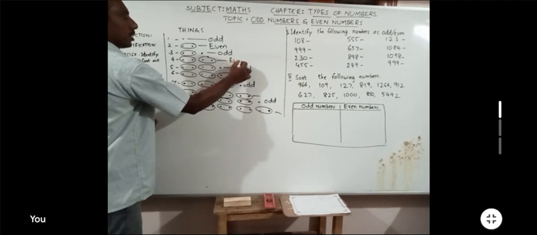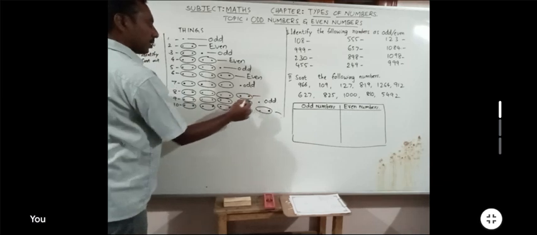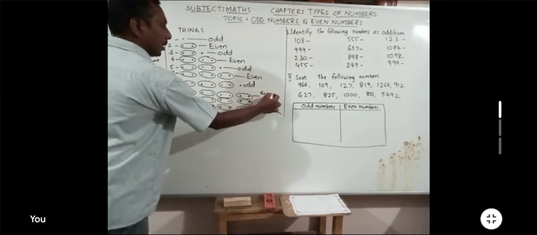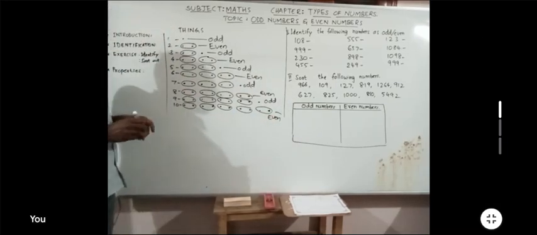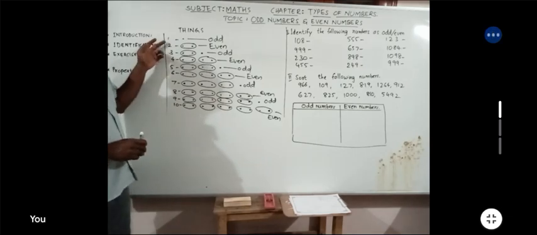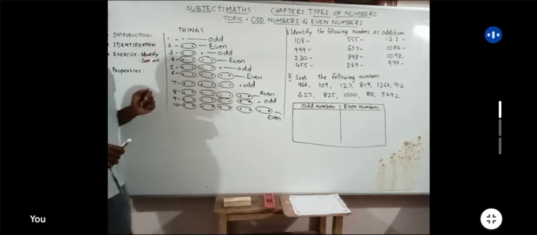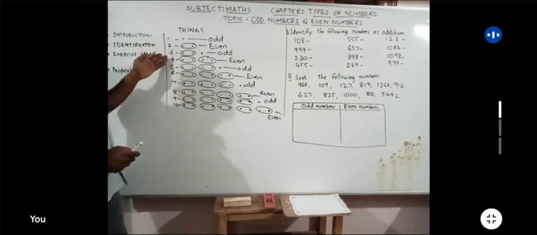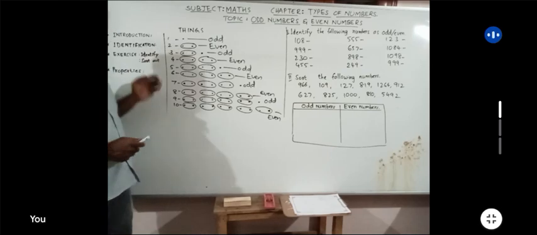Even number. Very good. Even number. 10 is also an even number. See here, what we have observed is 1, 3, 5, 7, 9 are odd numbers. 2, 4, 6, 8 and 10 are even numbers.